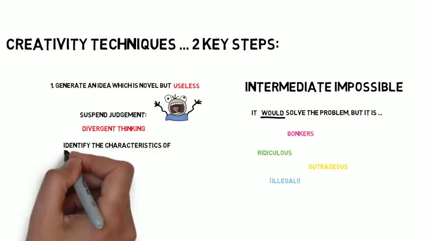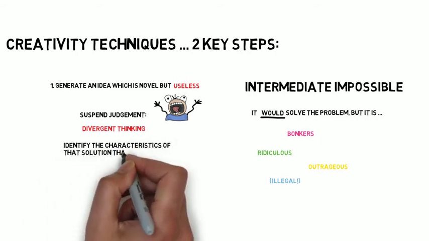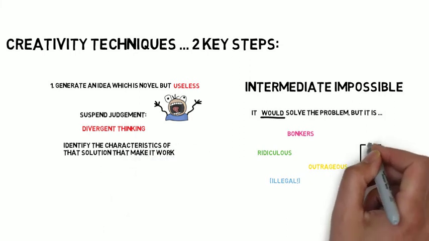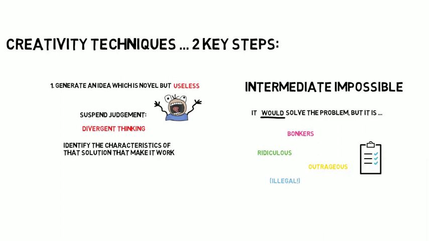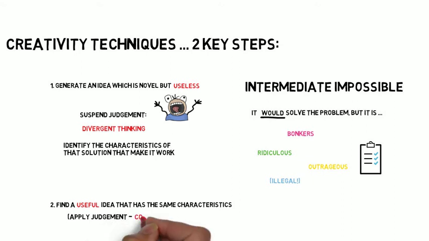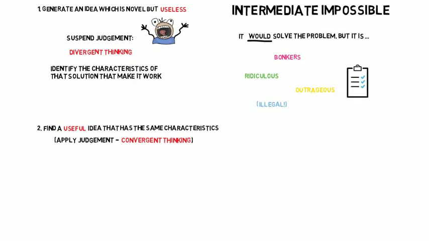It's often a small number of characteristics that are absolutely critical to delivering the outcome that you're looking for, but all derive from bonkers, ridiculous, outrageous, potentially illegal ideas. The next step of the process is to find a useful idea that has exactly the same set of characteristics as this intermediate impossible. This involves applying judgment or convergent thinking, which as adults we are exceptionally good at.